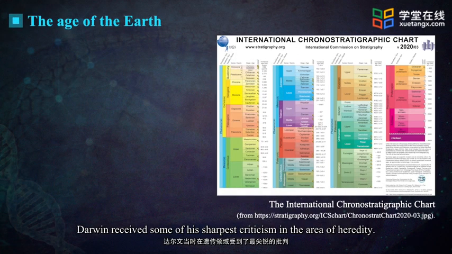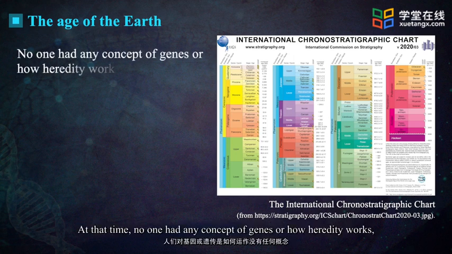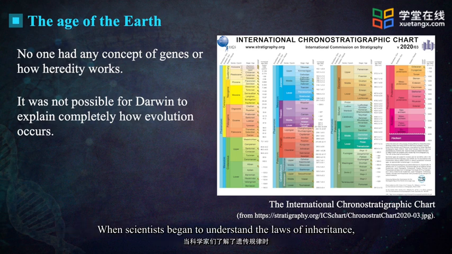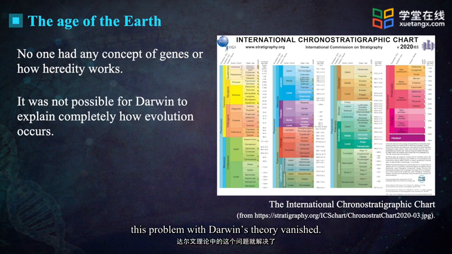Darwin received some of his sharpest criticism in the area of heredity. At that time, no one had any concept of how genes or how heredity works. So it was not possible for Darwin to explain completely how evolution occurs. When scientists began to understand the laws of inheritance, this problem with Darwin's theory vanished.